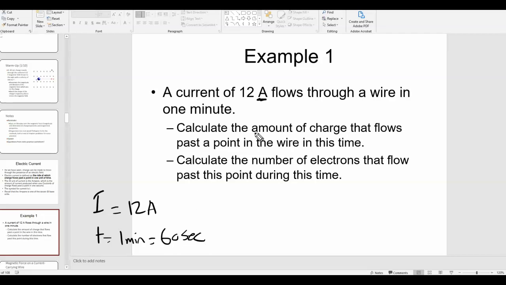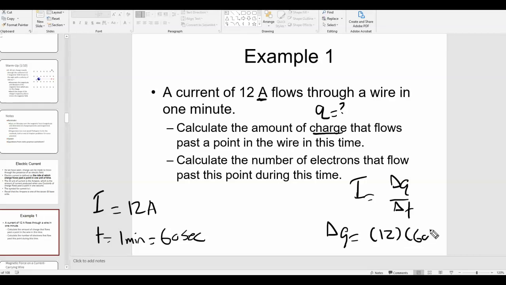and so I need 1 minute to be in seconds. The first question says calculate the amount of charge that flows past a point in this wire in this time. Okay, so if we're looking for Q, this is just a really basic calculation using the definition of current. Current is the rate at which charge flows past a point per unit time. And so here, the amount of charge would just be 12 amperes, that is 12 coulomb per second, times 60 seconds. And of course, it's a really basic calculation. That would just be 720 coulomb.